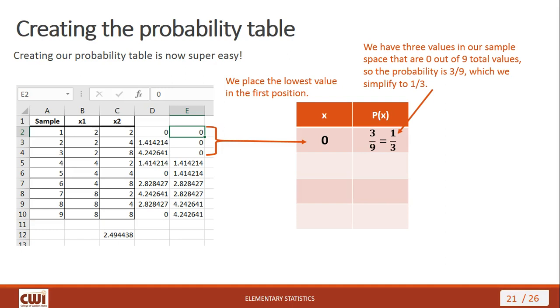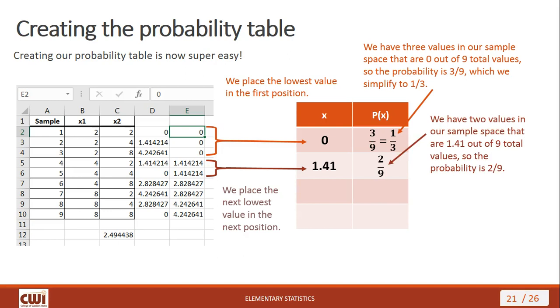The next value in our table will be 1.41. This is the next lowest value, and we place this in the next position for the column of random variables. Its probability is going to be 2 over 9 because we have this number repeated twice. So there's 2 occurrences of this number. There are 9 numbers total, so the part over the whole is 2 over 9, which then gives us our probability. We then run through this for the remaining numbers that are there in our column, and we finish out our probability table. Easy peasy.